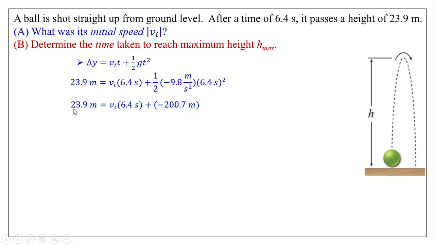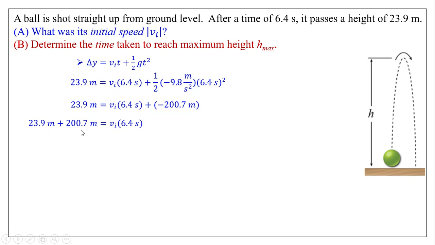Well, here on the left side you have 23.9 meters. Here on the right side you have negative 200.7 meters. And here you have VI times 6.4 seconds. So algebraically, the first thing we have to do is combine like terms. So I would combine the 23.9 and the negative 200.7 meters here, because those are like terms. So I'm going to move this negative 200.7 to the left side. So that's going to be adding.